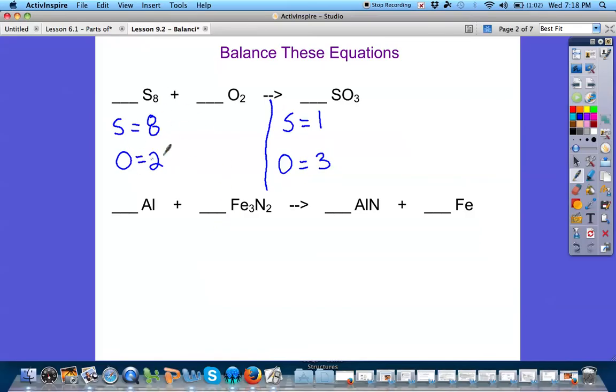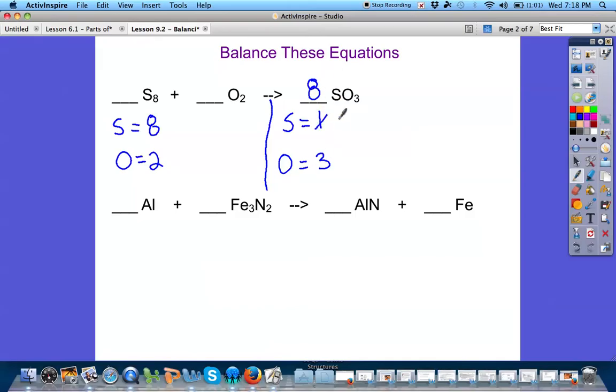So we can see that the number of atoms in the reactants is not equal to the number of atoms in the products. So this is an unbalanced equation. We are going to change the coefficients in order to balance these out. I have 8 sulfur here, and I have 1 here. We can only put a whole number for the coefficient, so I can't put anything here to get 1 sulfur. So we're going to start with sulfur. That means that I have to put an 8 for the coefficient here in order to get 8 sulfur.